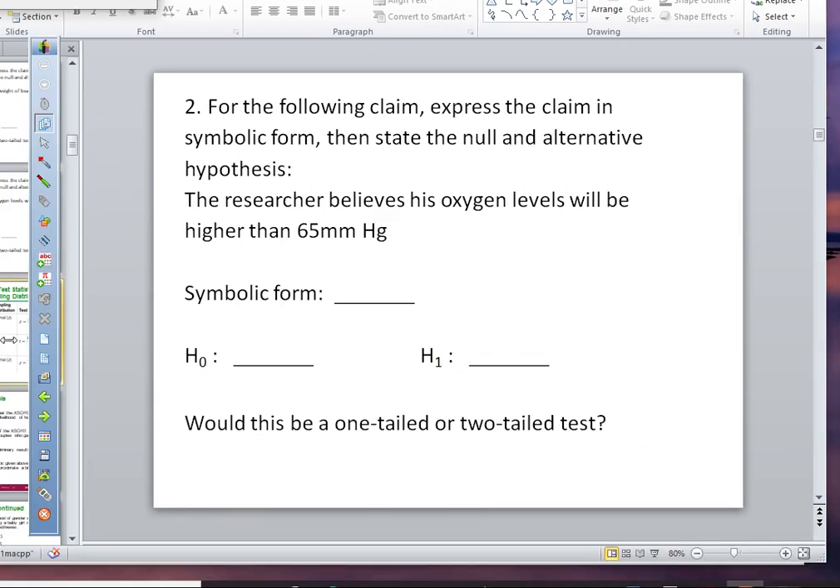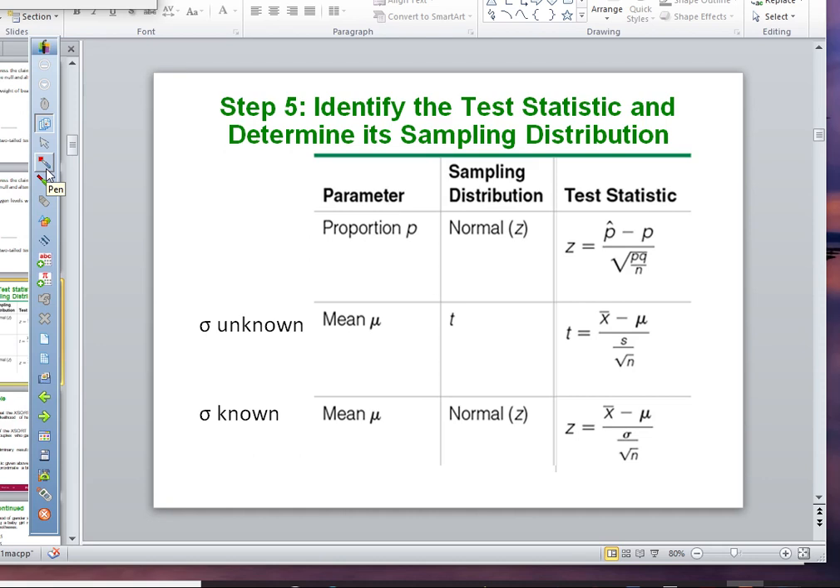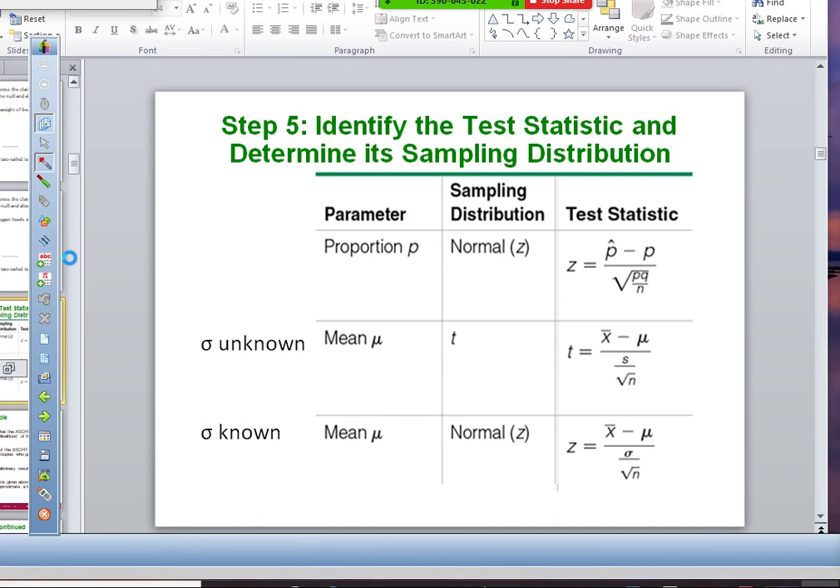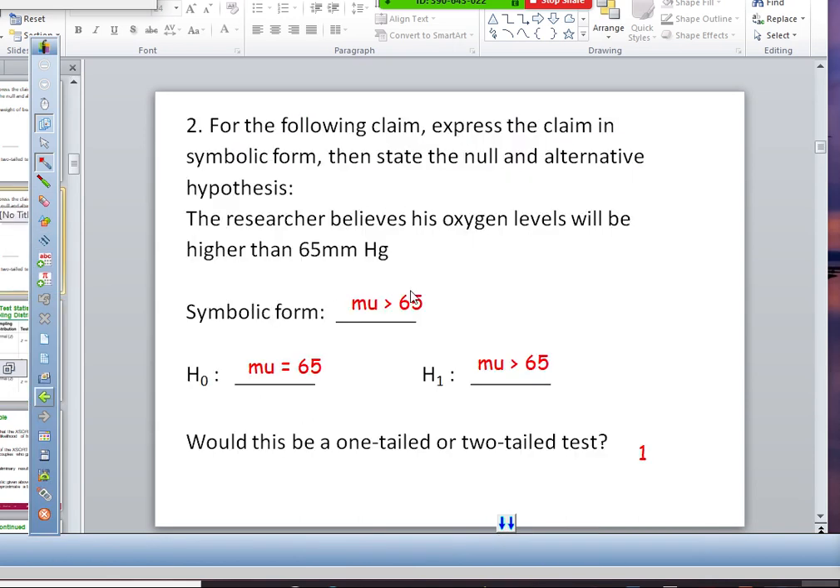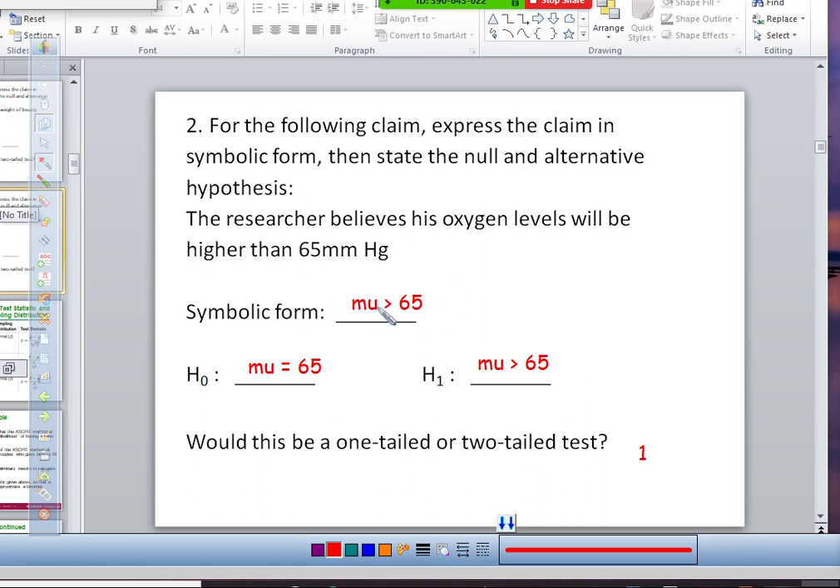Let's go ahead and move on. The other thing we talked about, does anybody have any questions about that before we move on? If you do, pop them into the chat. So what is the claim for question 2? It's right here. This is the claim. Mu is greater than 65. Okay, mu greater than 65. You guys might have written it like this, mu is greater than 65. You probably would have written something like that, that's my guess.